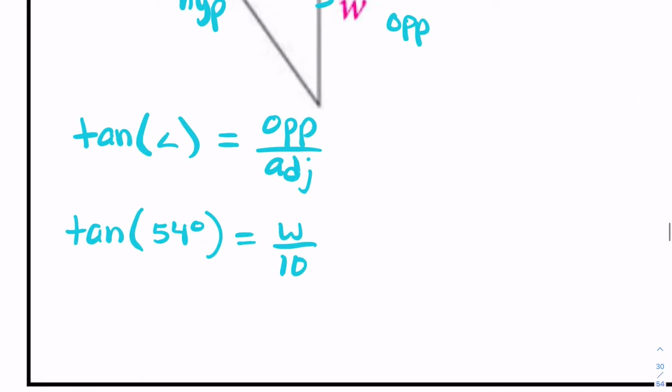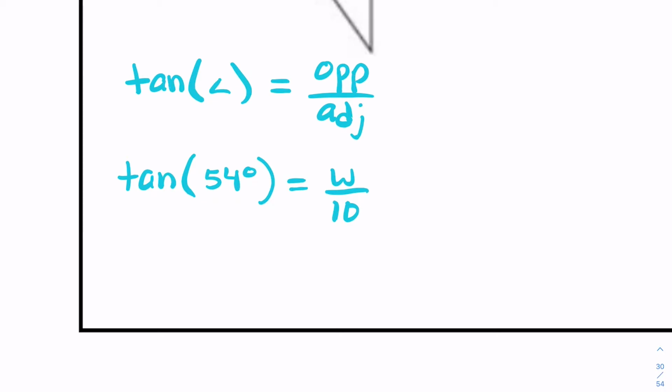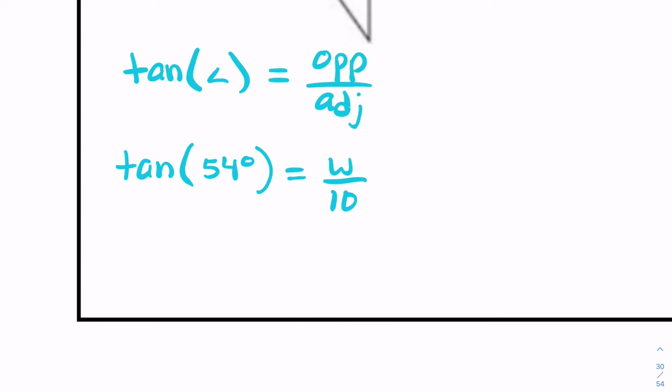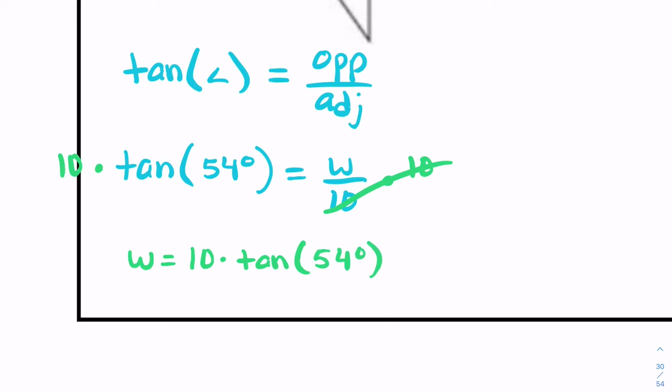Well, notice I don't have a side length, but we want to solve for W to the nearest tenth. So what I'm going to do is multiply both sides by 10. If I multiply this side by 10 and this side by 10, it will remove this from the denominator, making W equal to 10 times tangent of 54 degrees. I just flipped it. W is by itself, so I put it on the left-hand side, and I'm putting that on the right-hand side just because it's a little easier to write. So W is actually equivalent to that.